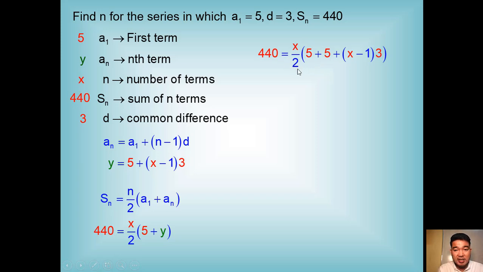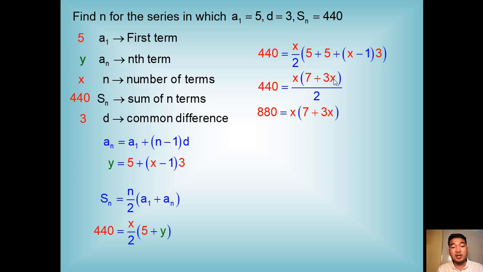In this case, we already have an equation in one variable, which is x. So we solve for x. We simplify it, and you will have 440 equals x times 7 plus 3x, all over 2. As you can see, if we multiply x and 3x, we'll have a quadratic equation. So you will have to apply your learning in factoring, or in solving for the roots or solutions of the quadratic equation.